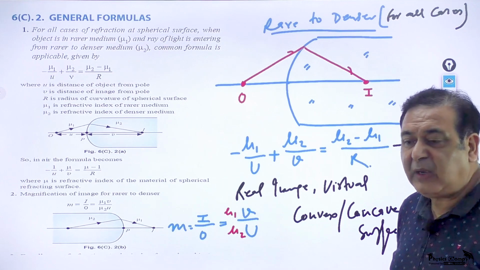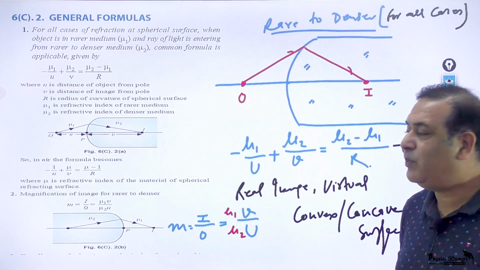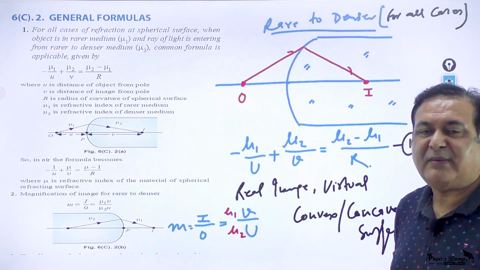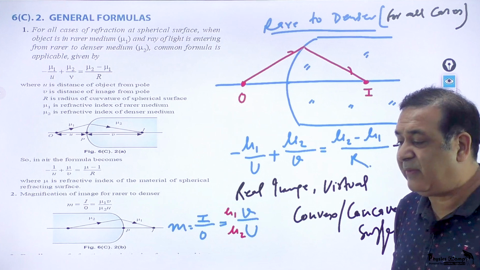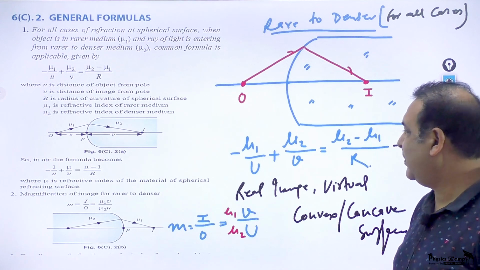So I am making you first aware of the relation, and then we are going to prove this relation in spherical convex refracting surface or concave refracting surface. For all cases of rare to denser, same formula.